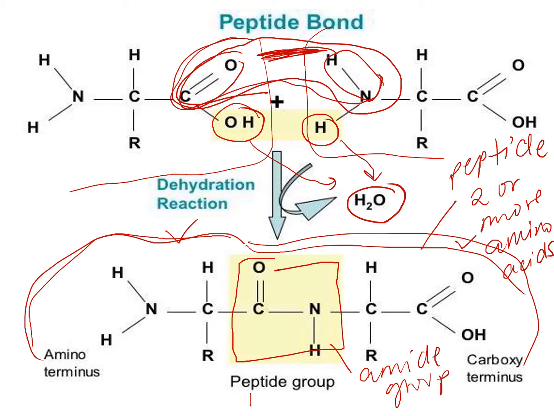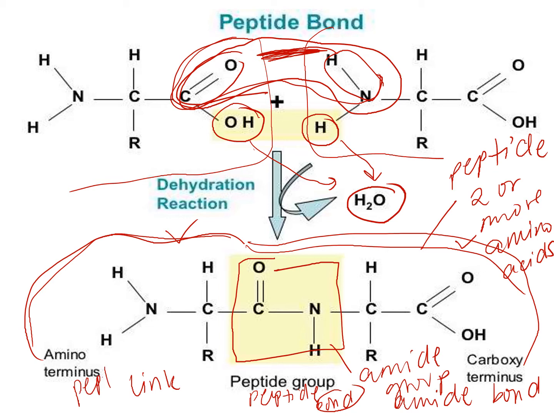Other terms: peptide bond, amide bond, or you can also substitute the name bond by the word link. So you have peptide link or amide link. Right? So you have a couple of terminologies that you can use to call this specific structure.